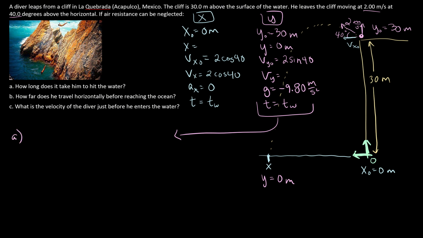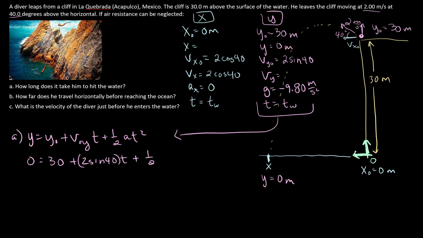Okay, so I could use my y equals y naught plus v naught y t plus 1/2 a t squared. When I plug in numbers to this, I get 0 equals 30 plus, well, my v naught y is 2 sine 40 times t plus 1/2 negative 9.8 t squared. So I could solve it with this and use the quadratic formula.